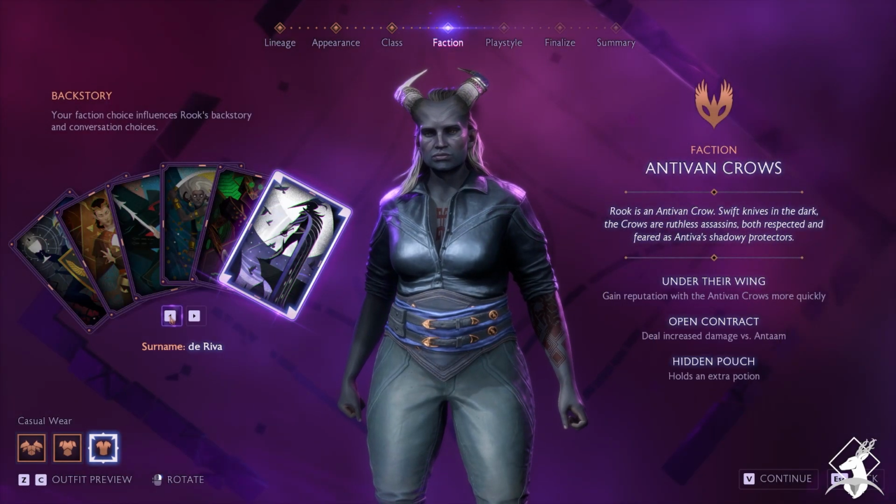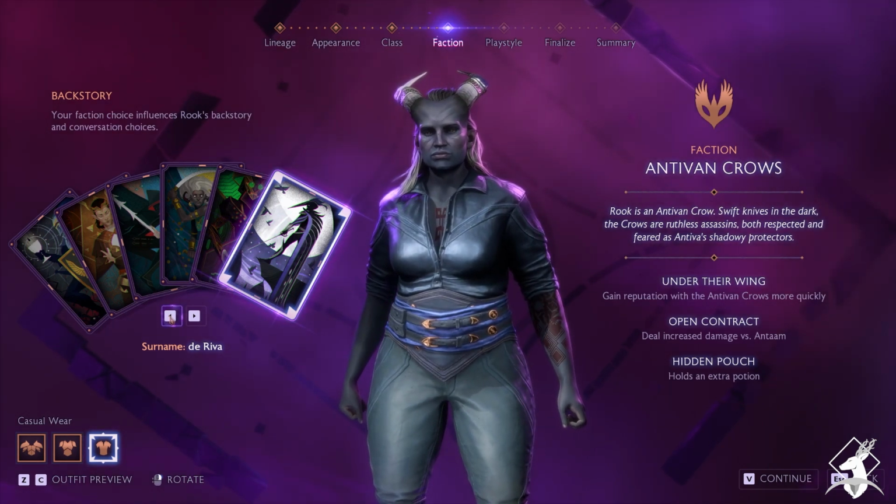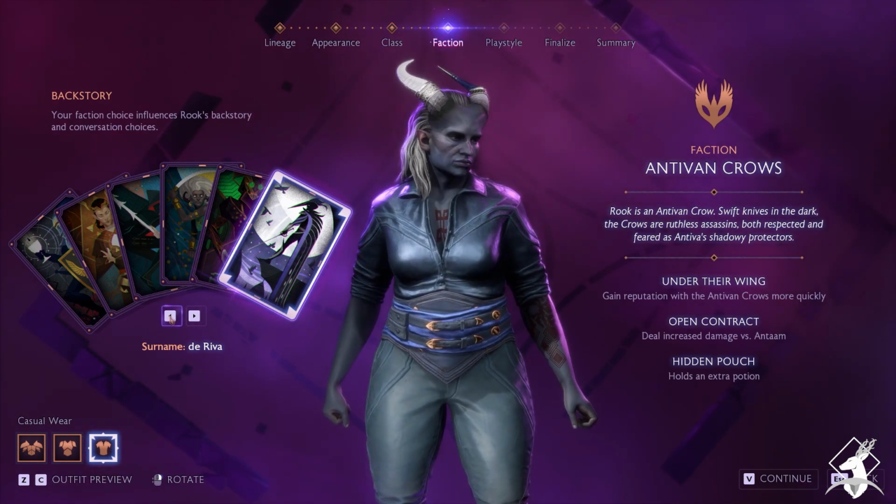In-game, choosing this faction allows you to gain reputation with the Crows more quickly, deal increased damage against the Qunari and Tevinter, and you are able to hold an extra potion.